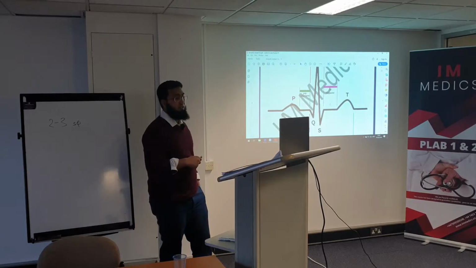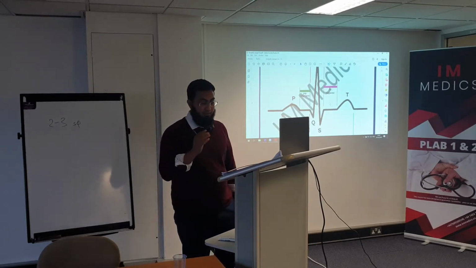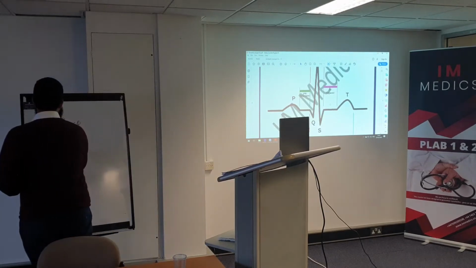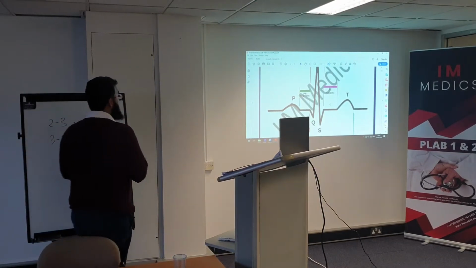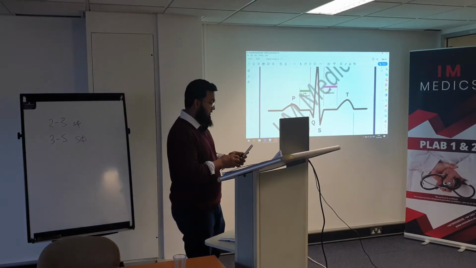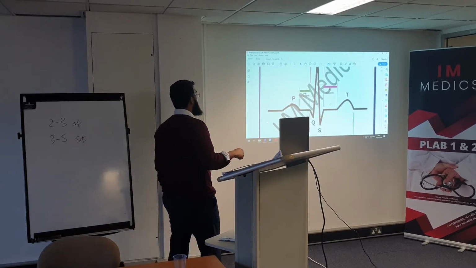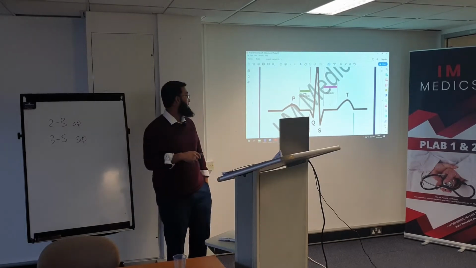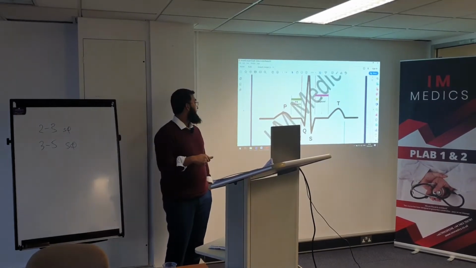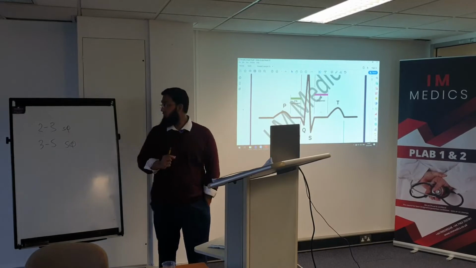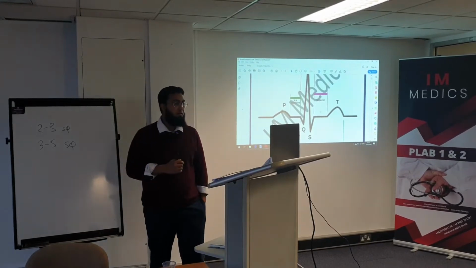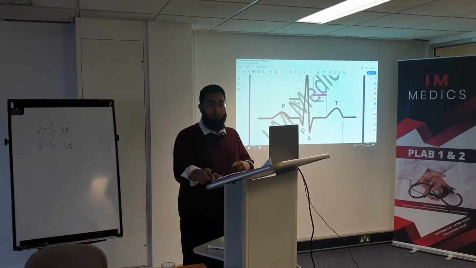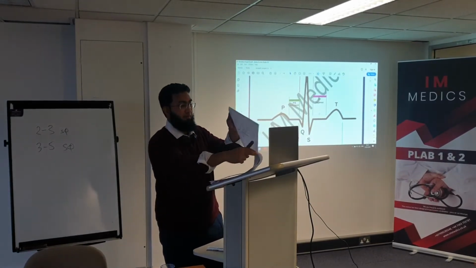This PR interval, you have to know the normal interval, 3 to 5 small squares. The reason is because of the pathology we will do: if you don't know the basics, you will get the disease wrong. So heart blocks. First degree heart block, for example, second degree heart block. It's important to know the normal interval for the PR interval. 3 to 5 small squares, yeah.